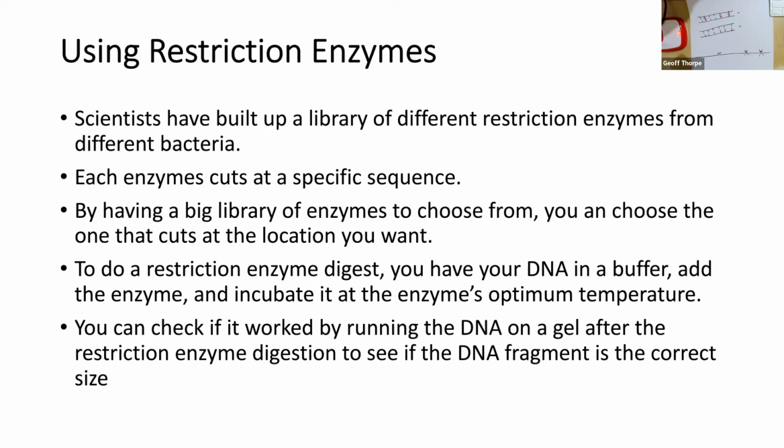It could be overnight. And then at the end, if you want to check if it worked, you can run your DNA on a gel, using gel electrophoresis. You should then hopefully have a DNA fragment that is the correct size where you wanted to cut it. So you'll be able to know that if I cut it here and here, I should have a DNA fragment of X number of base pairs. You can check that at the end by putting it on a gel.